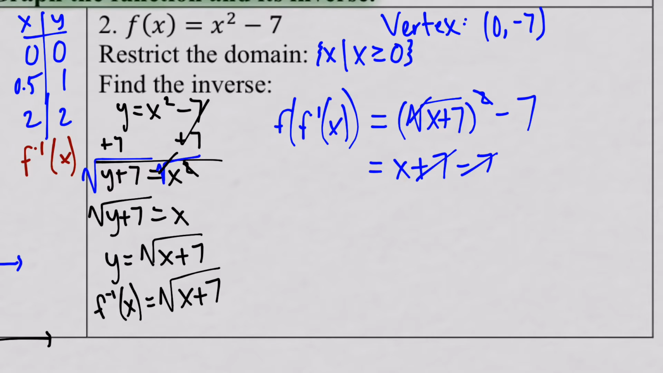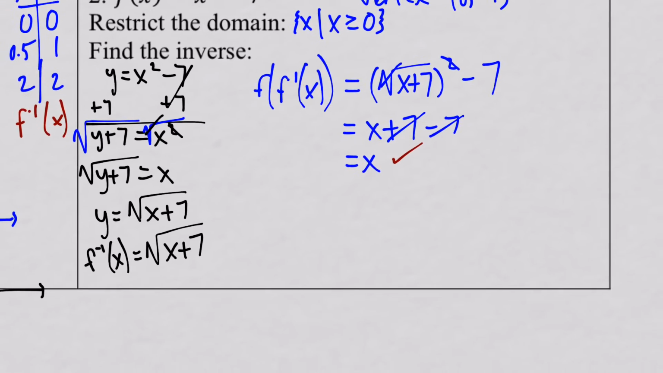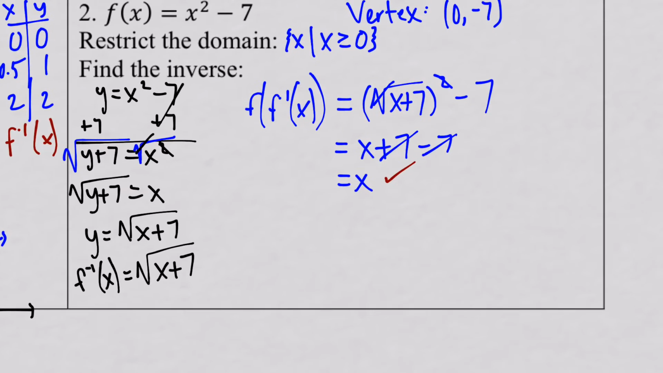Plus 7 minus 7 will also cancel, leaving you with just x, and there you go. We have confirmed the inverse, that is the actual inverse, because the composition worked. Alright, next we're going to graph them both. And once again, all you got to do is make a small table for your original, and then just flip the values around for your inverse.